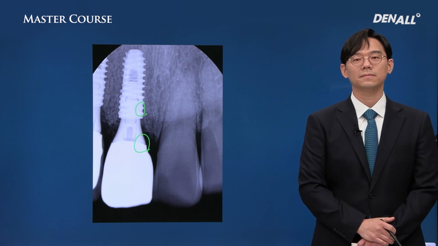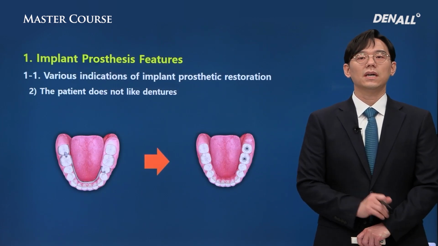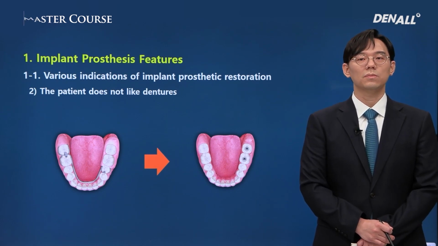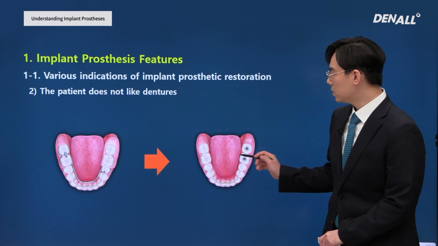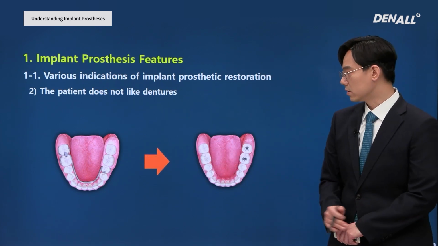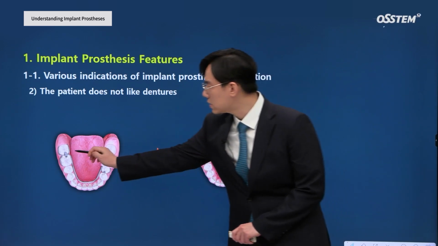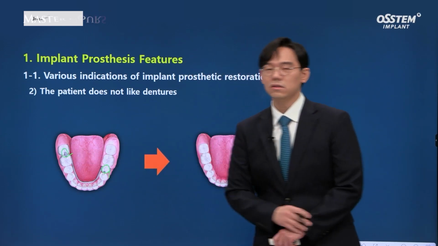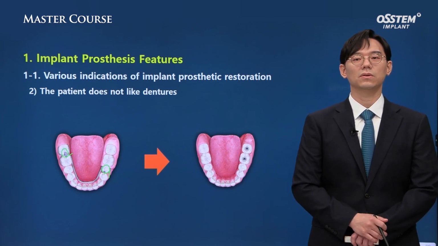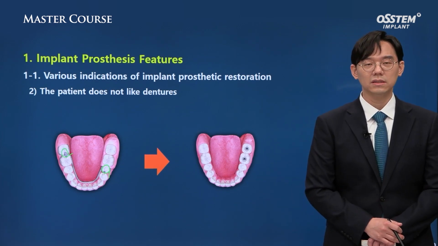Implant can also be considered for multiple missing cases, as shown on this image. In the case where number 6 and 7 are missing, in order to do RPD, there needs to be tooth alteration of 3 or 4 teeth, and you need to make surveyed crowns to provide RPD, but implant treatment will be much more simple.